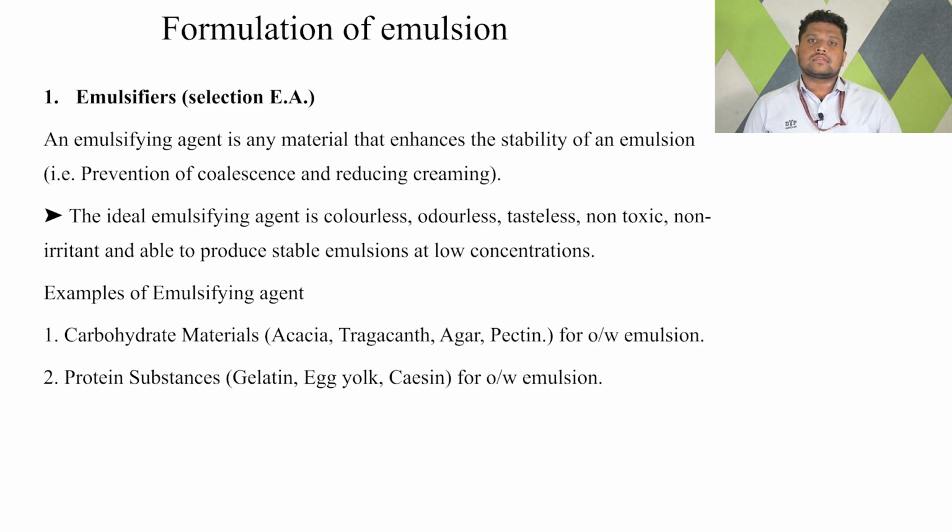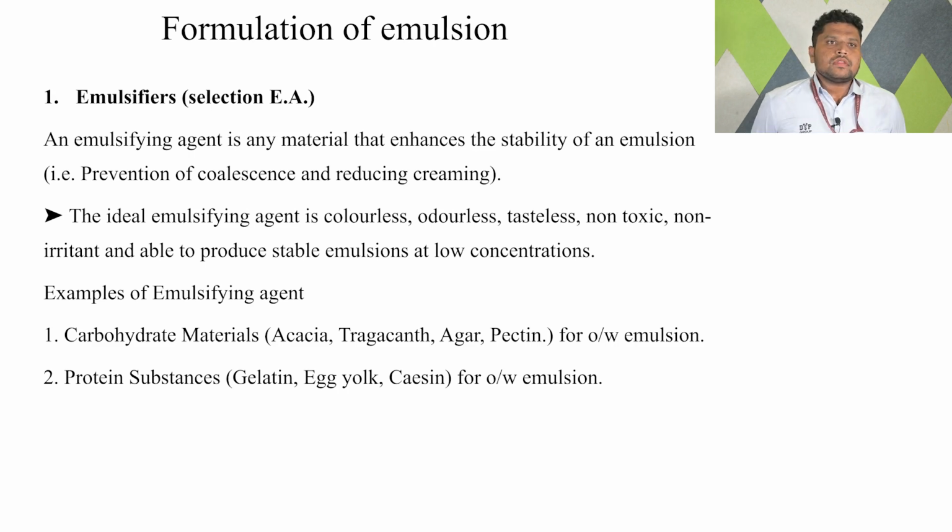What is coalescence? Coalescence is when the globules get together and form a single big globule. There are two terms: coalescence and flocculation. Coalescence is when the globules interact with each other and form a big globule, and flocculation is when small globules get together but do not combine with each other and do not form a big globule.